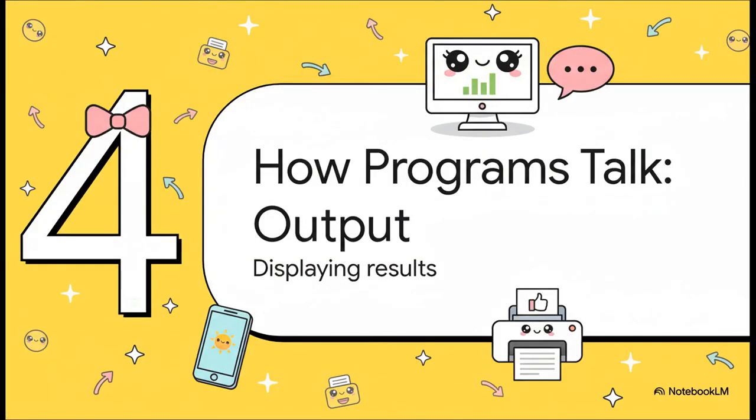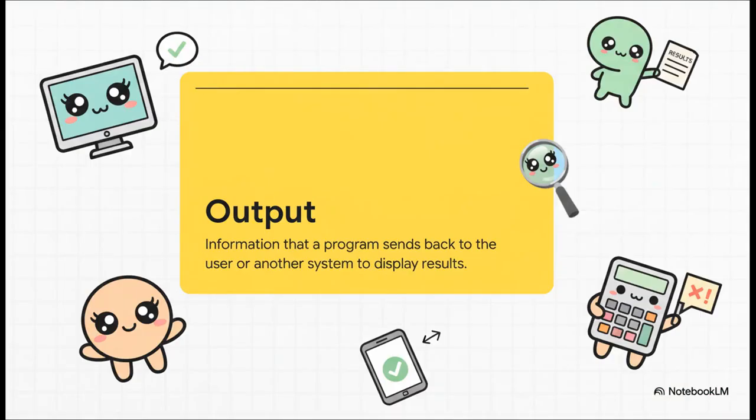So the program has listened, and it's done its processing. Now, for the final crucial part of the conversation. How does the program talk back? How does it show us the result of its work? Output is really just any information a program sends out. It could be the answer to a math problem, a success message, or even an error alert. It's the program communicating back to us, closing that communication loop we started.